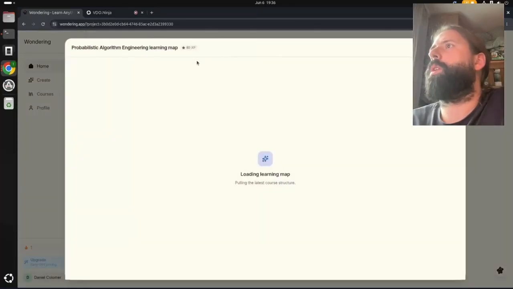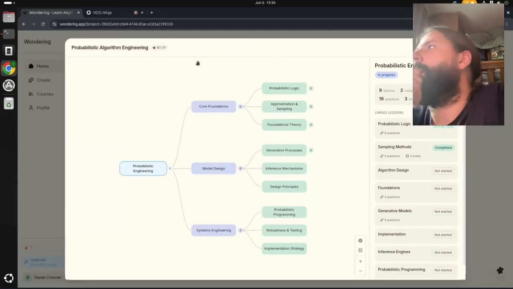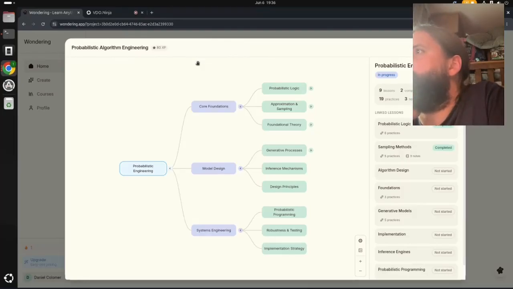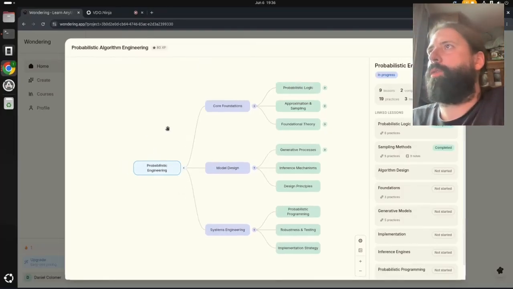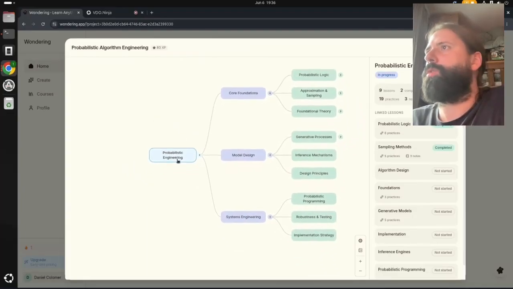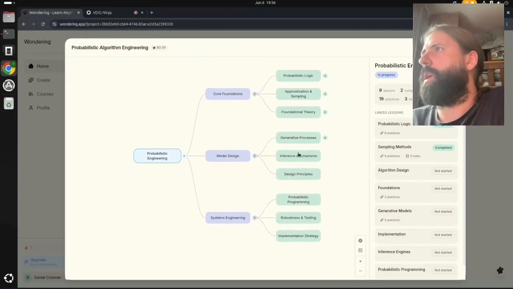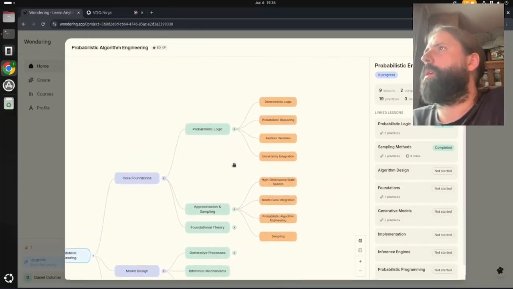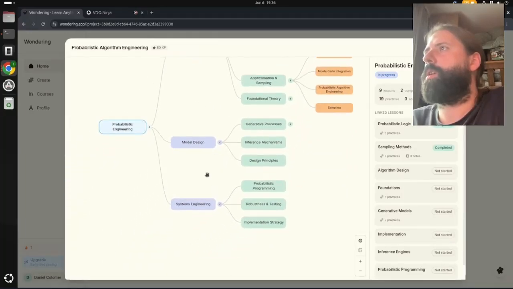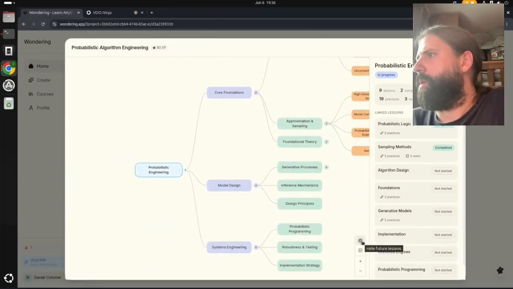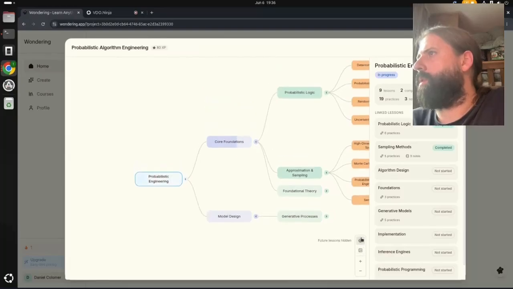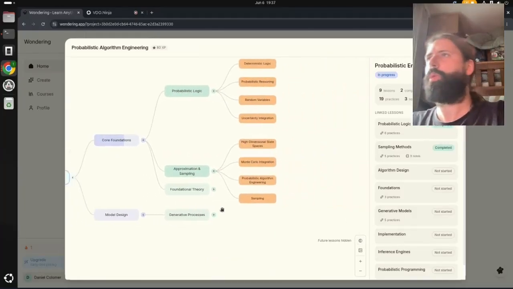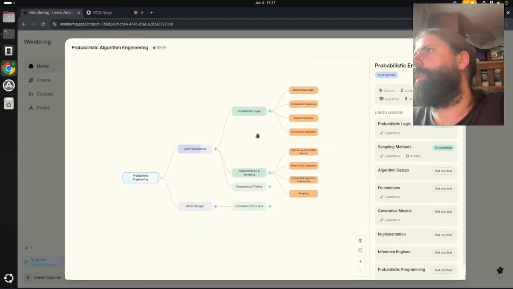Okay, so there's a learning map. This is an interesting thing. It's basically a learning map of what you've been learning that you can come back to. So probabilistic engineering, model design, core foundation, system engineering, inference mechanics, generative processes. Okay, I mean, that's interesting, yeah. Hide future lessons. Oh, okay, so it actually includes future lessons. You can hide them so you know what you've only been touching. I mean, that is definitely an interesting thing.